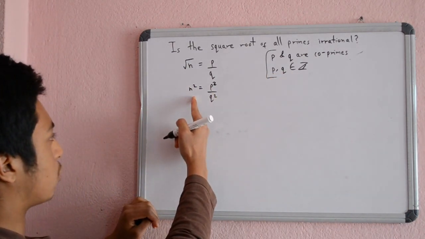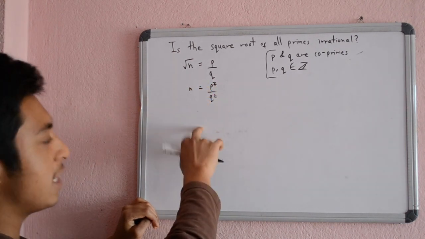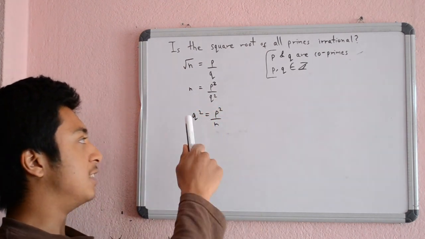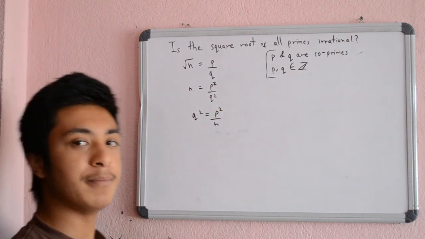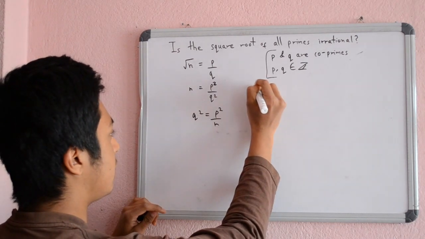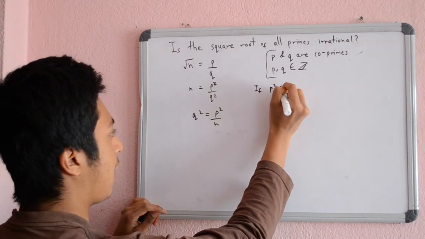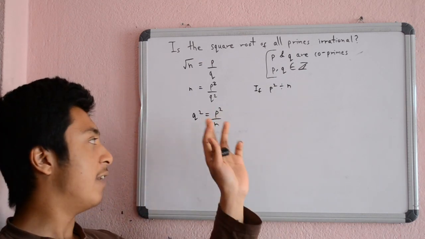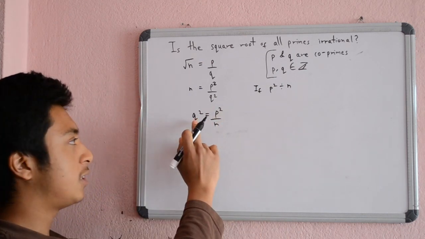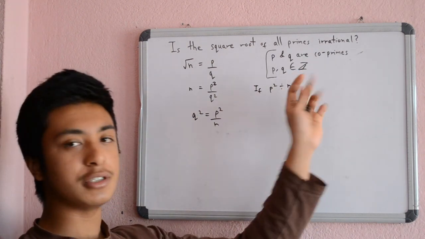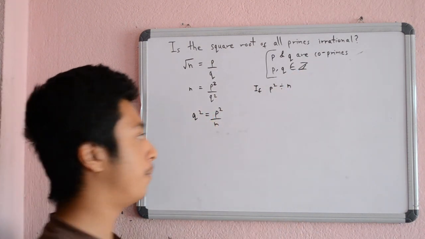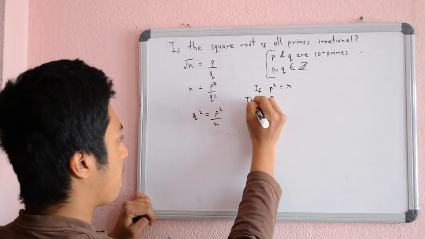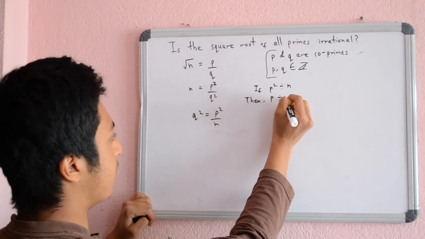So n, not n square, n is equal to p square by q square. So we can rewrite this as q square equals p square by n. And here, if p square divides n perfectly, and here p square does in fact divide n perfectly because it produces q square, and since q is an integer, q square must also be an integer. So if p square divides n, then p must also divide n.